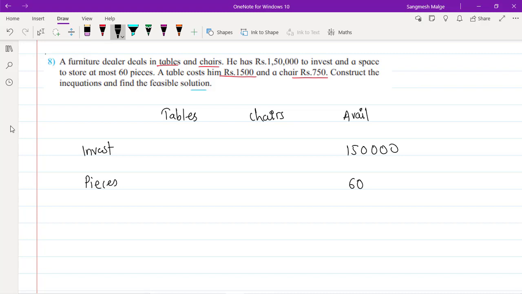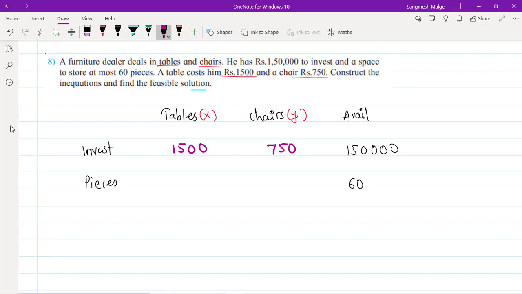A table cost him, let's write down the x and y. So x and y, so what is x and what is y? X is the number of tables and y is the number of chairs. Okay, so fill the table. So a table costs him 1500. So here you will have table x, the investment cost is 1500, and a chair costs him 750, no doubt.